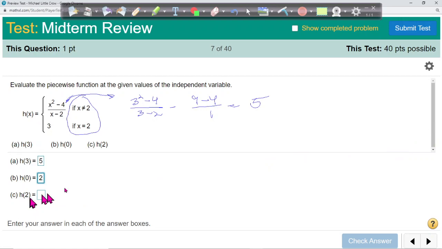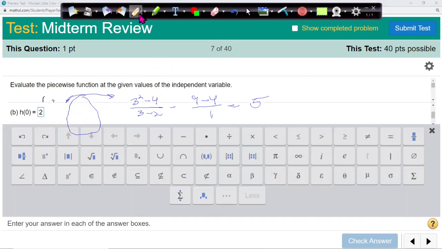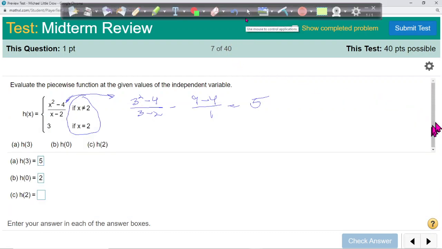And then finally, we've got h of 2, and 2 is equal to 2, right? So we are going to use this as our value, as our function. Now, there's no place to plug anything in, right? Because it's just 3. This function is just y equals 3. The output is 3. There's no x here.